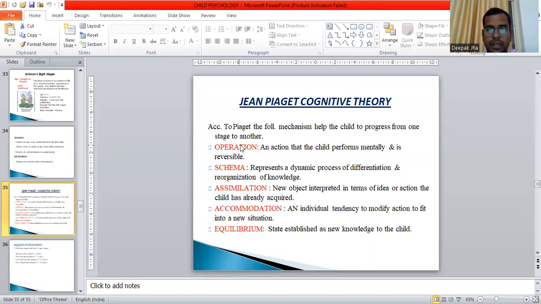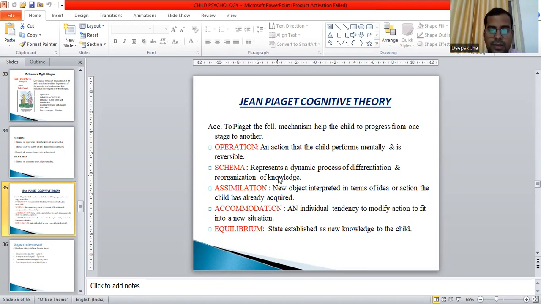Piaget believed that how this thinking develops can be divided into various categories. So firstly, there is something called operation. Operation is any action which a child performs mentally, and this action is reversible. Then there is something called schema. It represents a dynamic process of differentiation and recognition of that knowledge.